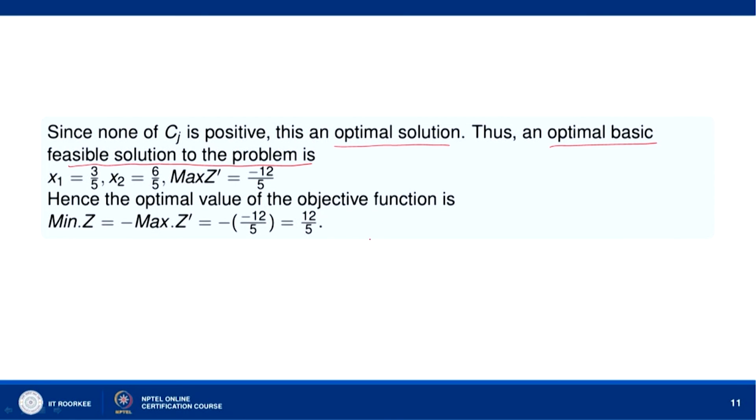So, maximum of z dash is minus 12 by 5. That is the maximum value of z dash. So, minus 12 by 5, and minimum of z is what? Minimum of z equal to minus of maximum of z dash. So, minus of minus 12 by 5.